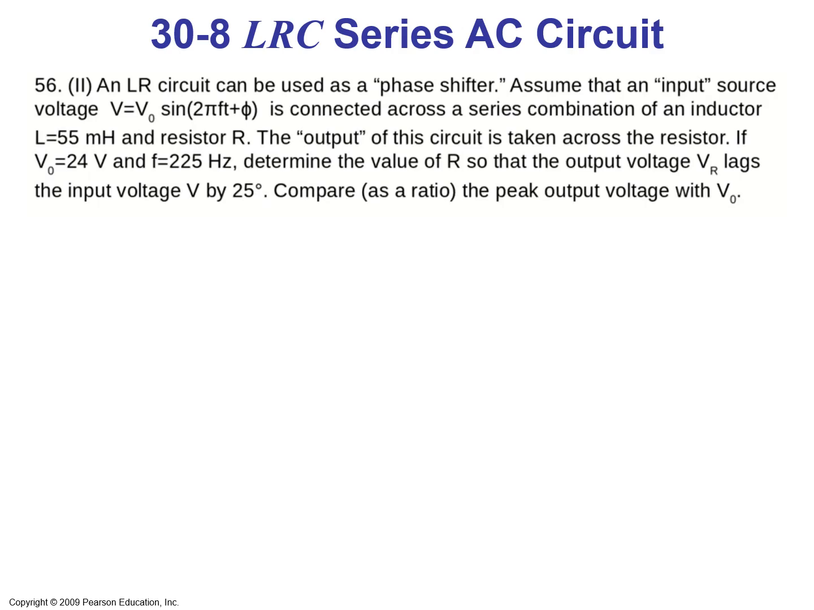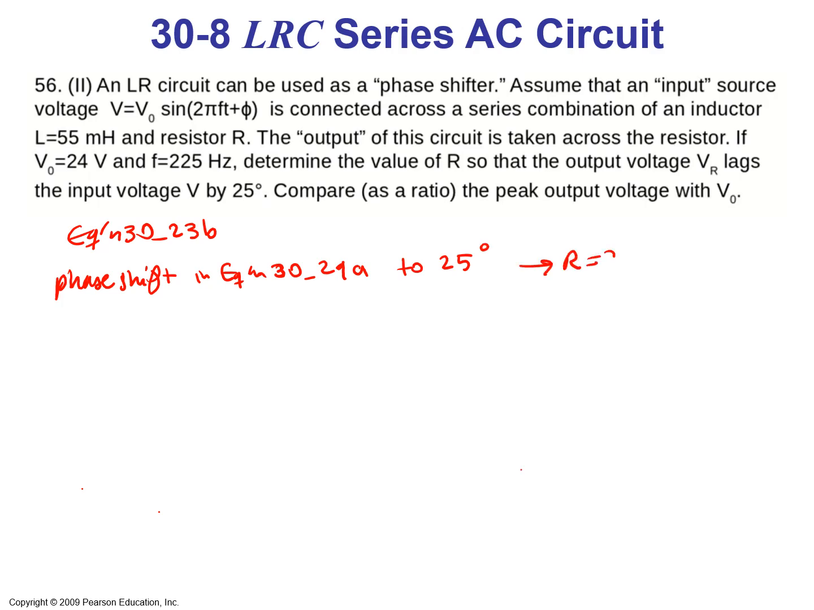Solve this problem. We use equation 30-23b to calculate the impedance of the inductor. Then we set the phase shift in equation 30-29a to 25 degrees and solve it for the resistance. We calculate the output voltage by multiplying the current through the circuit from equation 30-27 by the inductive reactance from equation 30-23b.